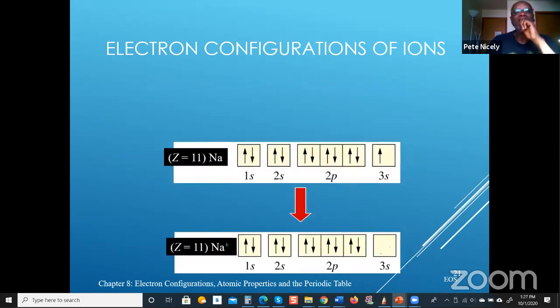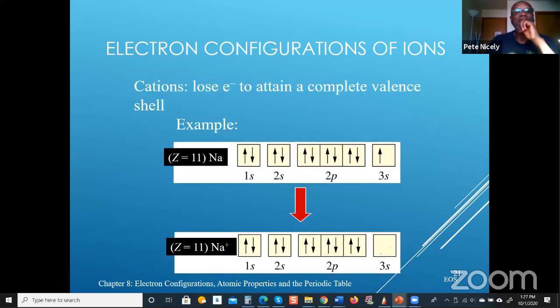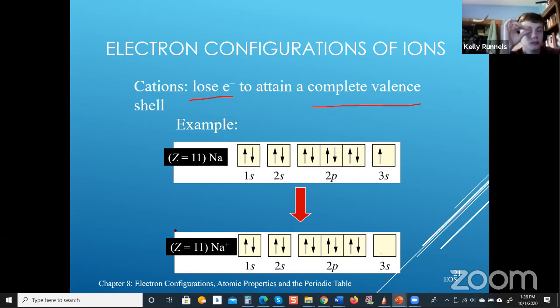All right, so let's look at the electronic configurations of cations. In this case, you have to be a bit careful, especially when you get to the transition region. But before we get to that, let's talk about what happens for A group elements. We know that cations lose electrons so as to end up with a valence shell which is complete, 8 electrons. An example of this would be sodium.